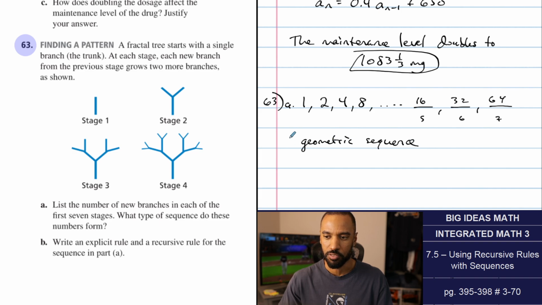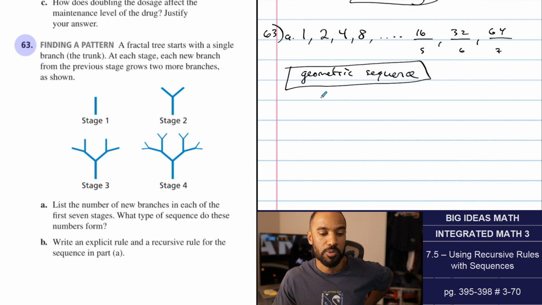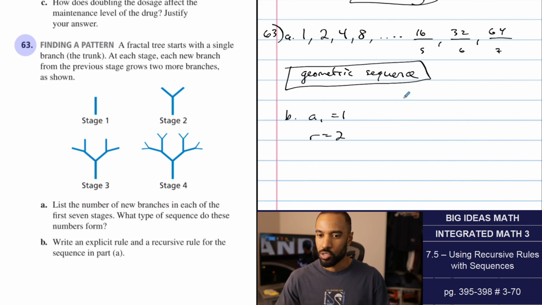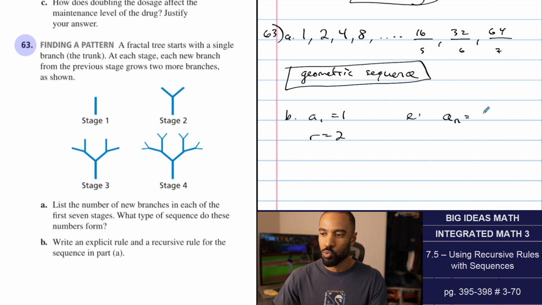This is all about recursive stuff. So part B is probably going to say write a recursive rule. Part B, write an explicit and recursive rule. So your a sub 1 is 1 and your r is 2. So this is going to be for the explicit rule. It's going to be a sub n equals 1 times 2 to the n minus 1 power. For the most part here, we can just say 2 to the n minus 1 power and you're good.